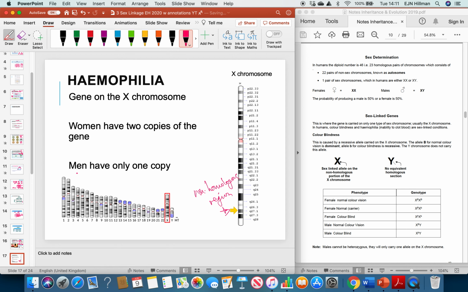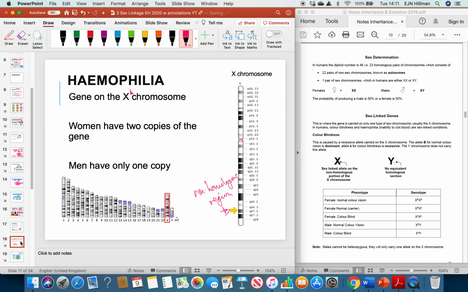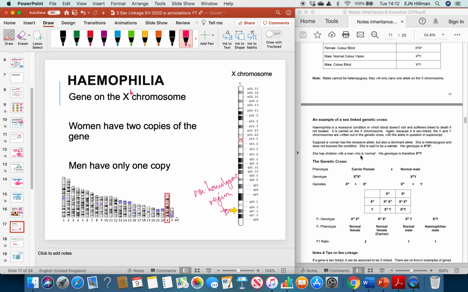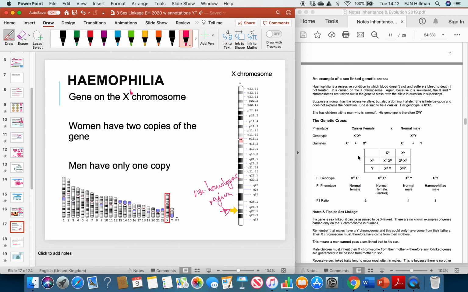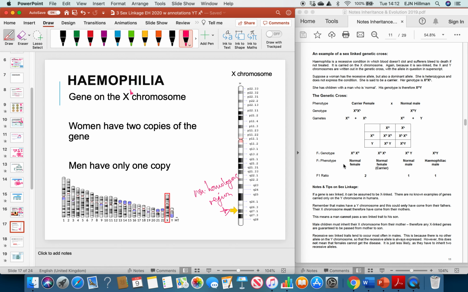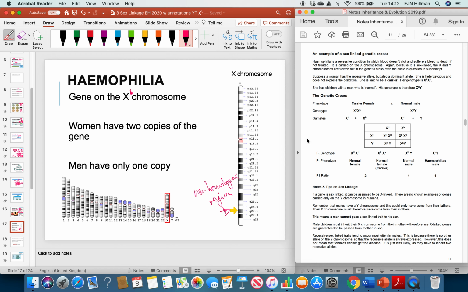Men only need to have one copy of that recessive allele, let's call it H, on their X chromosome to show the condition of haemophilia. The pattern of inheritance is precisely the same as that shown with colour blindness, and you've got some examples of that in your question booklet, but also in the notes here.